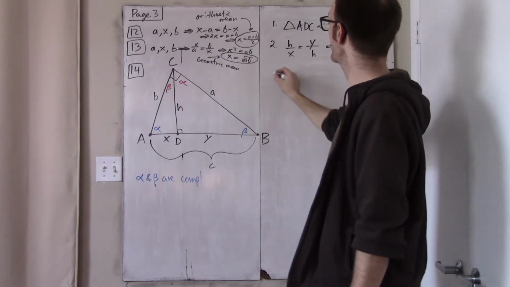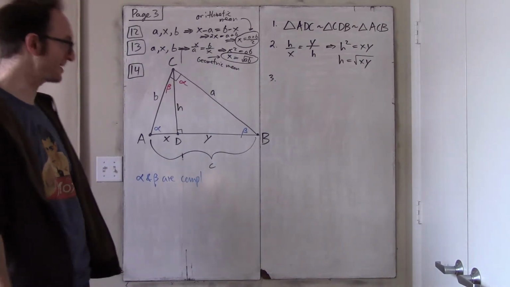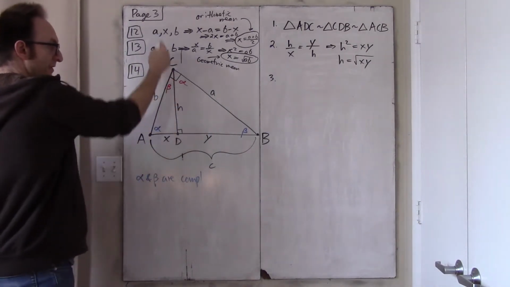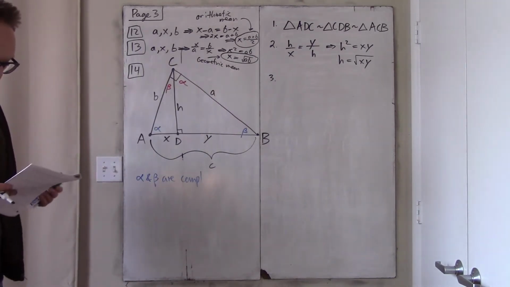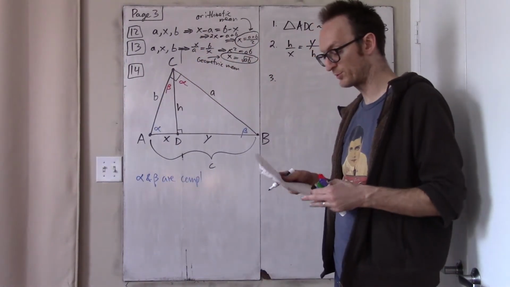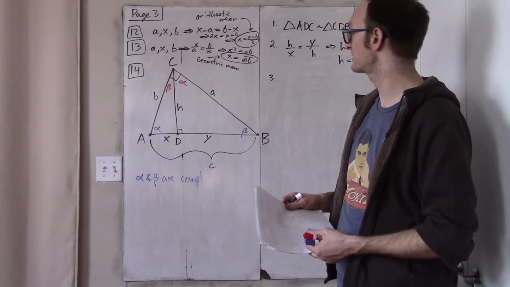So this can be summarized as: the altitude to the hypotenuse of a right triangle is the geometric mean of the pieces of the hypotenuse that the altitude cut the hypotenuse into. Okay, good. This one, it's possible that you never did before. Number 3 says, show that B is the geometric mean of x and c.